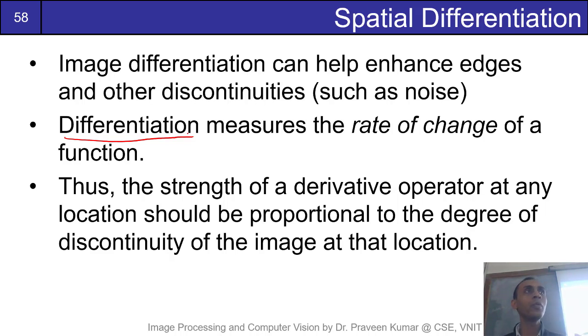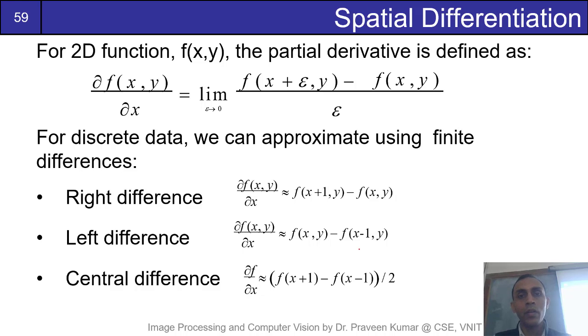Discontinuities may be either due to edge or maybe due to noise or whatever. So whatever differentiation operation that we derive, it should be proportional to the degree of discontinuity of the image at that location. So how do we define differentiation, spatial differentiation? For a 2D function, because in our case we have x and y as variables, along one dimension we have to take a partial derivative, and this is the standard definition of a partial derivative. Over a small change in the variable, we find out the difference in the actual function.